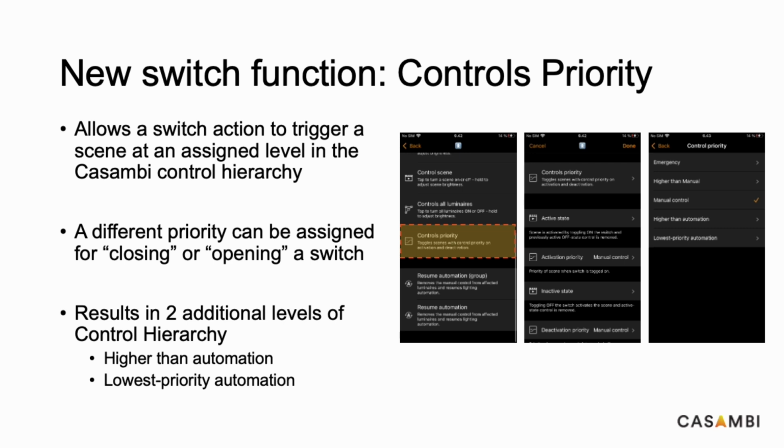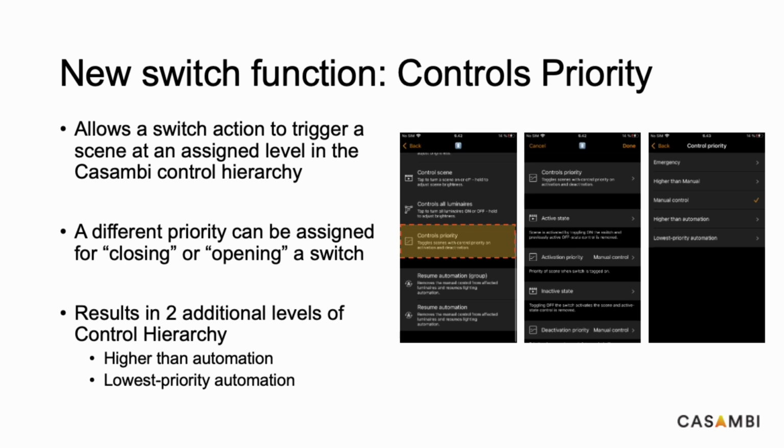So first of all, the new switch functionality, controls priority. It's found in the same settings as other settings for the switches, in the same properties as controller scene or control all luminaires. The controls priority option, if chosen, allows you to trigger two different scenes depending on whether the switch is being opened or closed. So there's an active state for when the switch is closed and an inactive state for when the switch is opened, and those states are actually scenes.